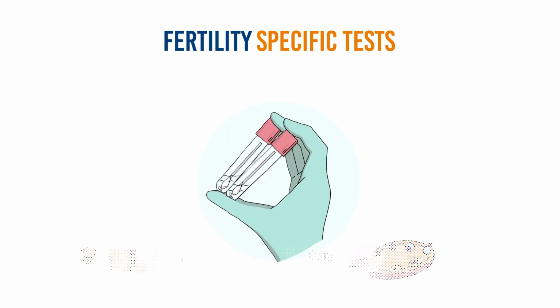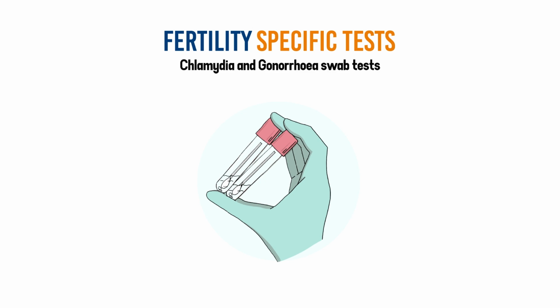Other tests that may be done include chlamydia and gonorrhea swab tests. These are sexually transmitted infections and can be asymptomatic or present with vaginal discharge. If found to be positive, you and your partner need to be treated with antibiotics. Furthermore, it can cause damage to the fallopian tubes, resulting in fallopian tube blockages, thus causing infertility as the egg gets fertilized in the fallopian tube.